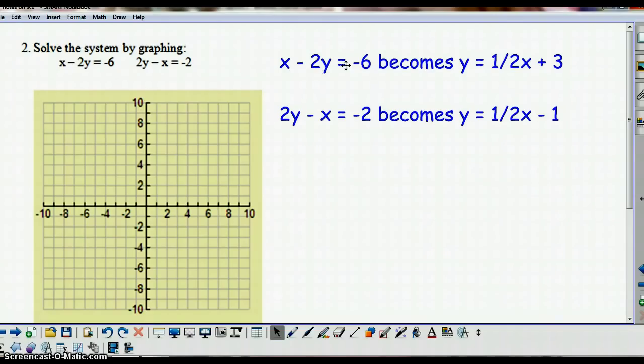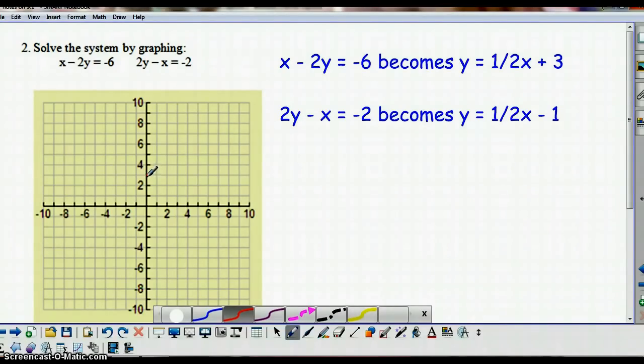The first equation, x minus 2y equals -6, when we solve it for y, becomes y equals 1/2 x plus 3. So in other words, I subtracted x from both sides and then divided by -2. And the second equation, 2y minus x equals -2, when I solve for y by adding x to both sides and then dividing by 2, becomes y equals 1/2 x minus 1. So let's graph these and see what happens. Our first line is y equals 1/2 x plus 3, so the y-intercept is 3.